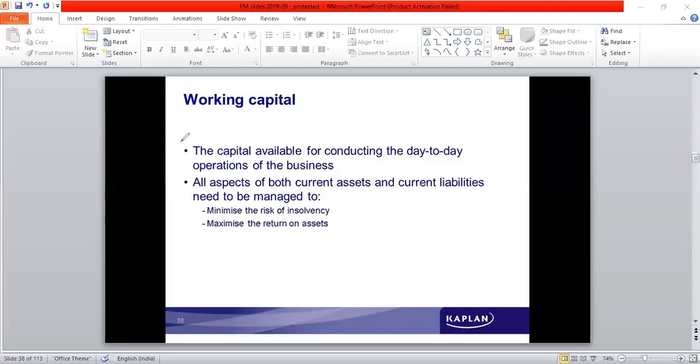Working capital is the amount of capital required to run the business, to meet the day-to-day expenses of the business. Whatever capital is needed, we call that working capital. The capital available for conducting the day-to-day operations of the business, to meet the expenses which are incurred day to day, is called working capital. All aspects of both current assets and current liabilities need to be managed.